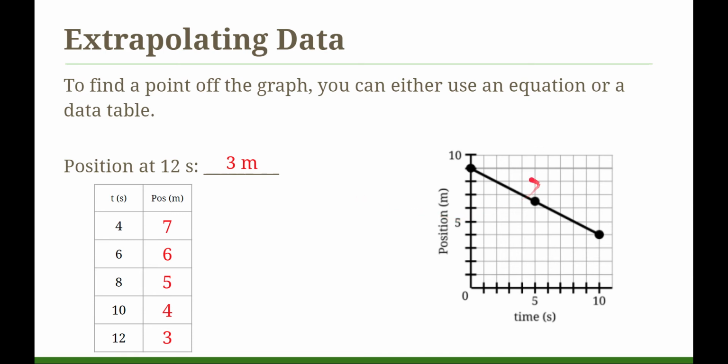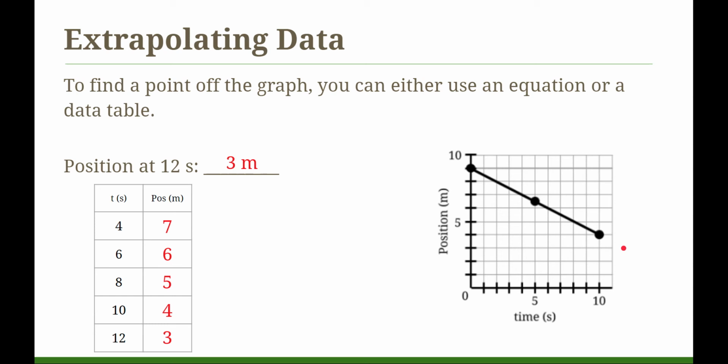So if you look at our graph, we're just going down 1 meter every 2 seconds. So down 1 meter takes 2 seconds, 1 more meter, 2 seconds, 1 more meter, 2 seconds. So if this pattern continues, 1 more meter, 2 seconds later at 12, we would be at 3.